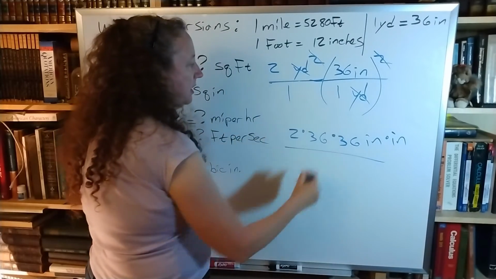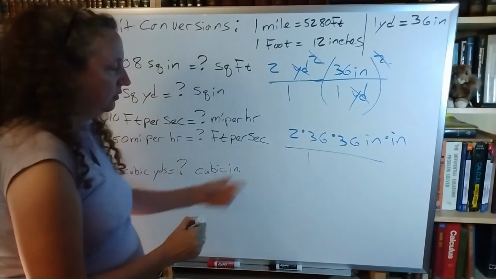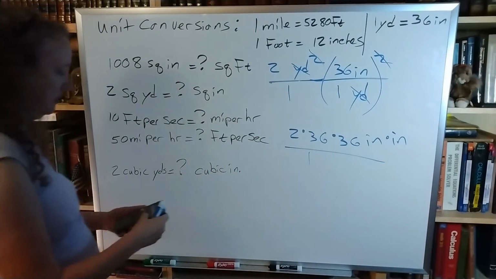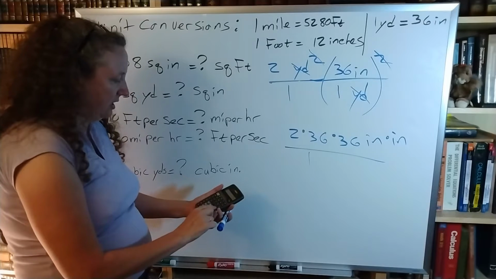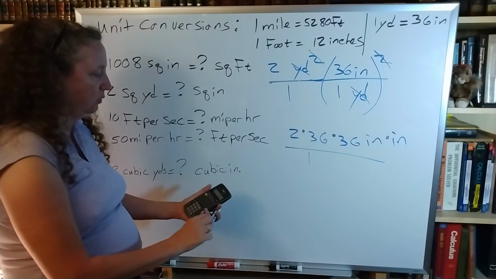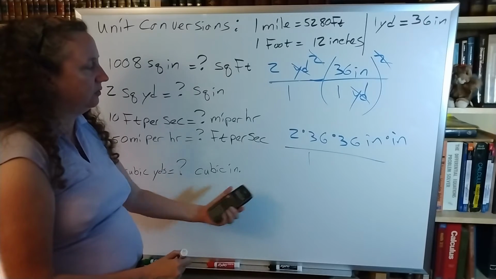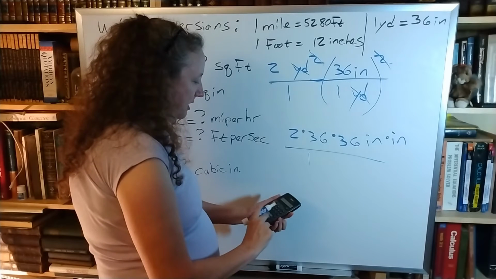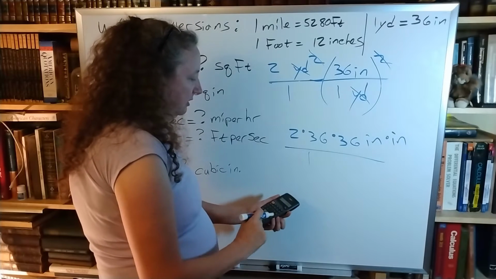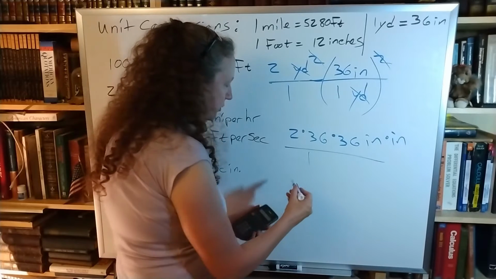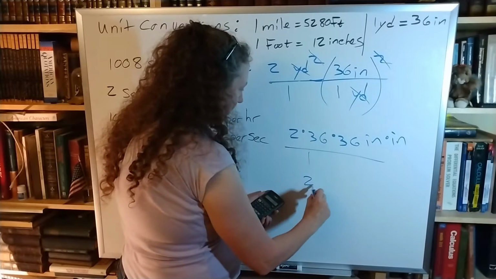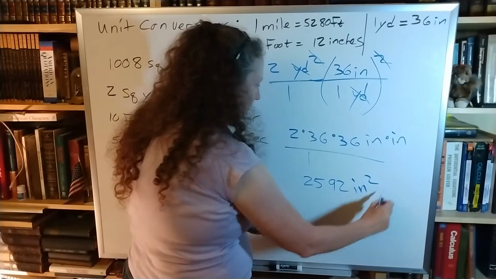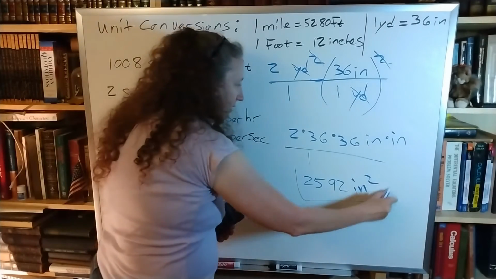Over 1 times 1. So I need to grab my calculator and type that in. 2 times 36 times 36 equals 2592. Double check to make sure I typed it right. 2 times 36 times 36, because this calculator doesn't have the view of what you typed in. So 2592 inches squared. And there is that answer.